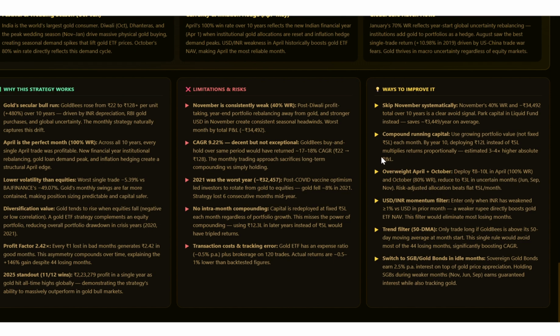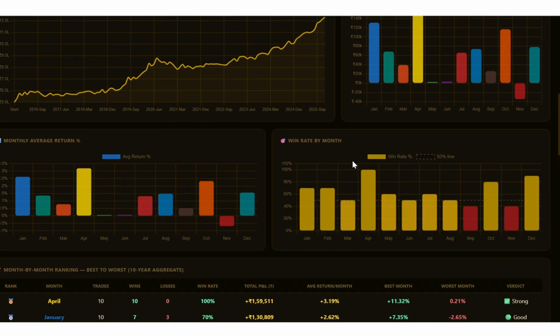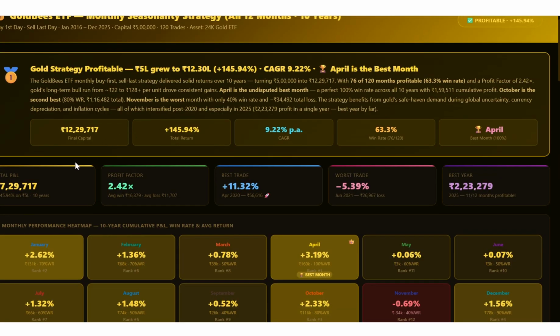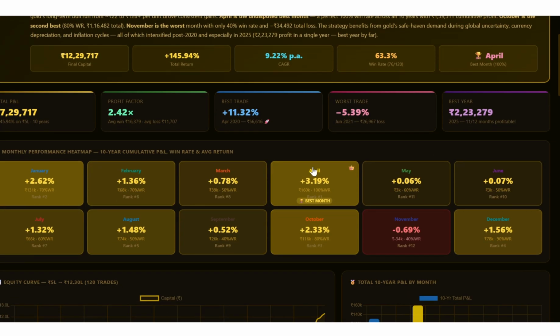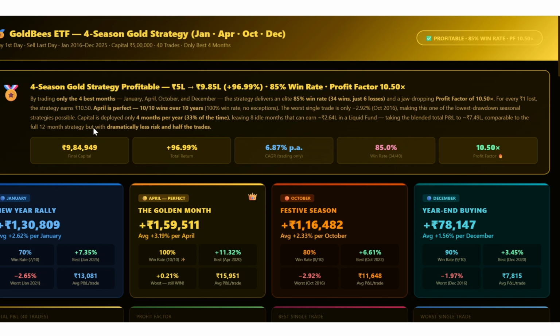I have done one more exercise for you people, where I have taken the 4 best months. In this particular strategy, we see 7.29 lakhs is the total profit on the capital of 5 lakhs, so the total final capital will be 12.29. Now out of these months, if I take only the best months like April, October, January, and December, and take this strategy of buying and selling in these 4 months only of any particular year, then how does the data look? I will show that also, as we have back tested this data for 4 months.